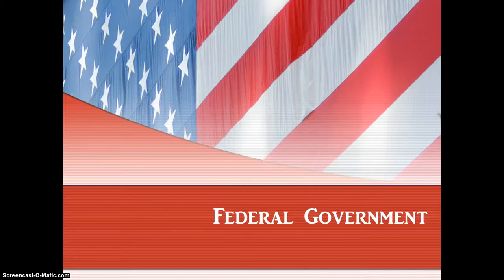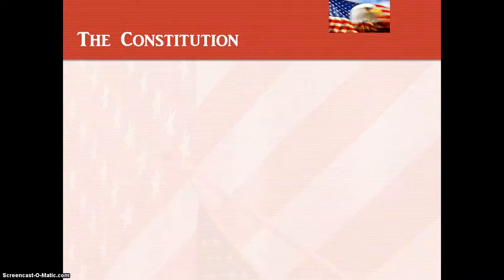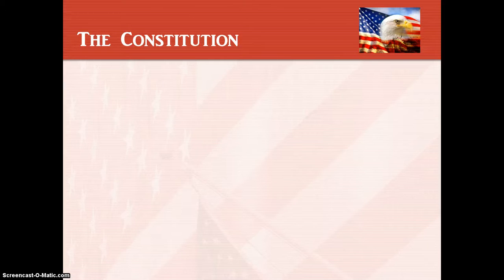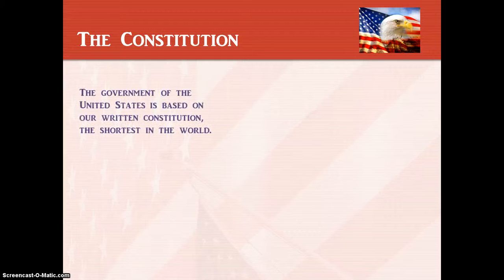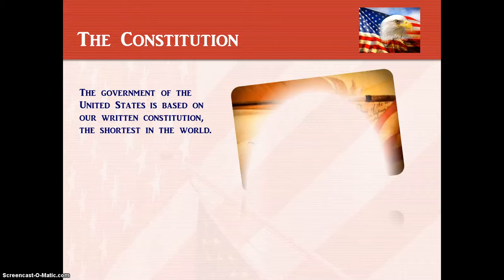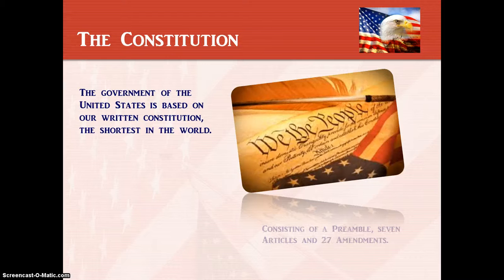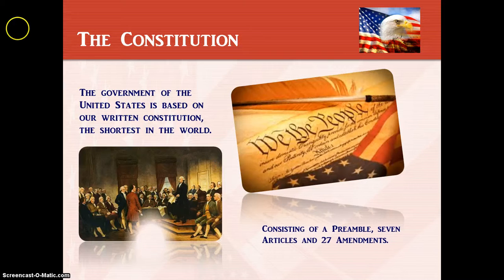Federal government. The Constitution. The Constitution of the United States is one of the shortest in the world, boasting just a preamble, 7 articles, and 27 amendments.